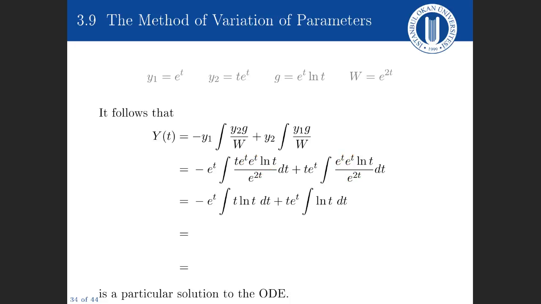So we end up with minus e to the power t, integral of t ln t, plus t e to the power t, integral of ln t. Think back to the previous time we solved this. Last time we had to integrate ln t and we had to integrate t ln t. We're doing exactly the same integrals here. We're not really saving work in the integration. We're just saving some work at the start, solving the two equations to find y1 prime and y2 prime.